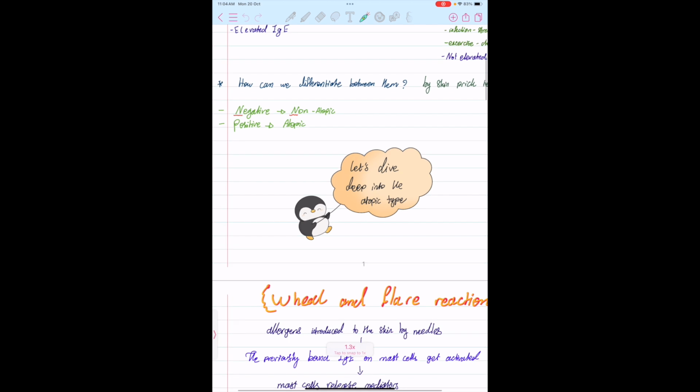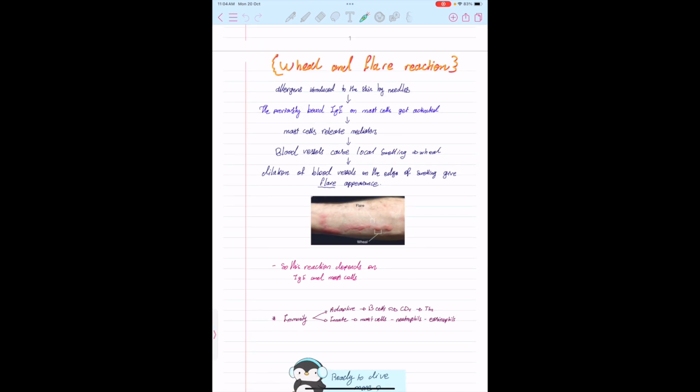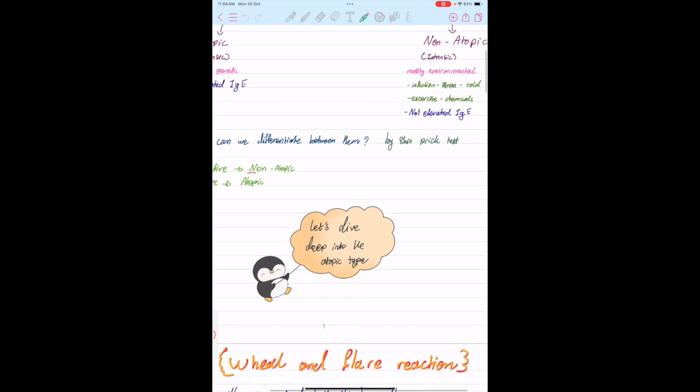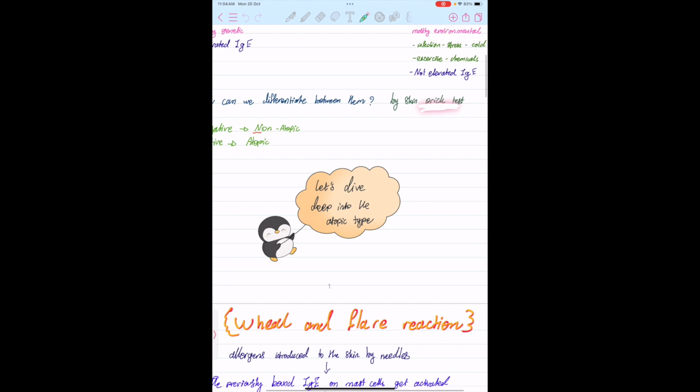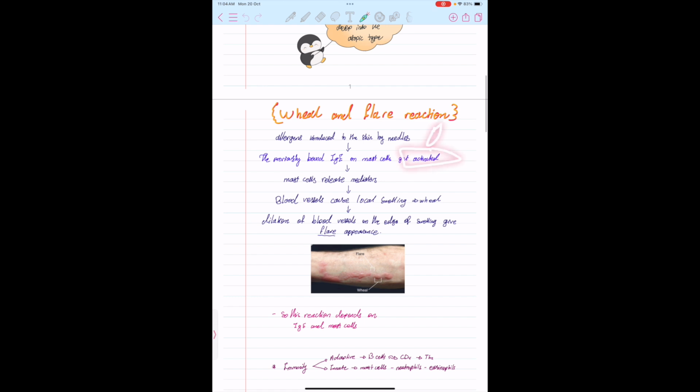Now let's dive deep into the atopic type. Before we start, we have something called wheal and flare reaction. This reaction is here in this picture. We have this test that we were talking about, which is the prick test. Allergens are induced into the skin by a needle. For example, this is the skin and this is the needle. They break the skin by this needle.